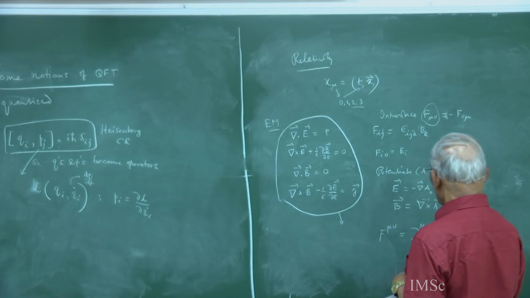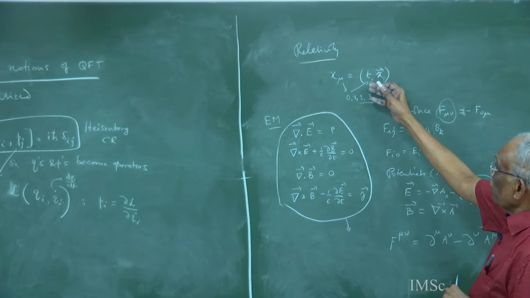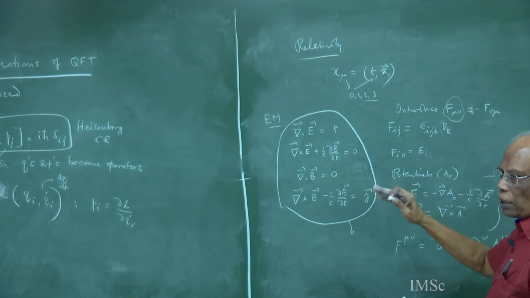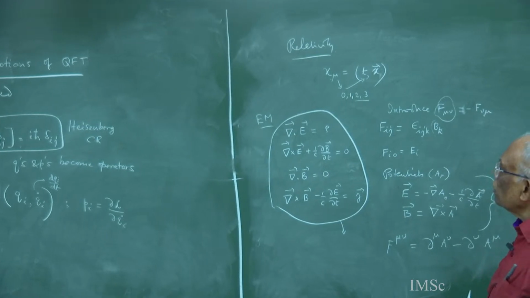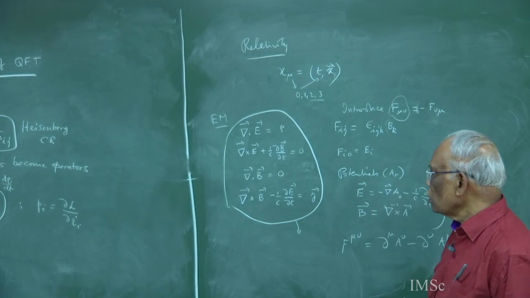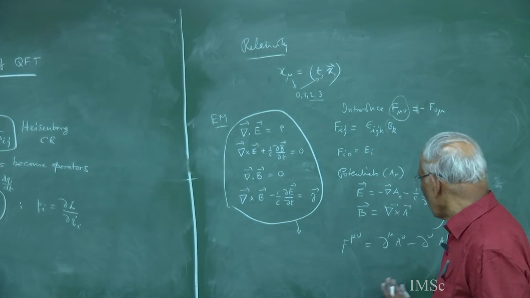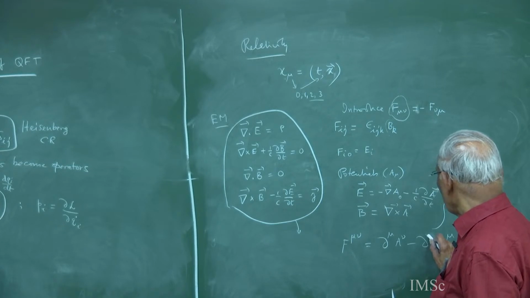This is my notation for d by dx mu. See, there is a contravariant, covariant complication. I will not talk about it right now. Maybe later I will talk about it. It is only a minor complication. It does not add much to the physics, so I will not talk about it. But when it is absolutely necessary, I will define contravariant and covariant.